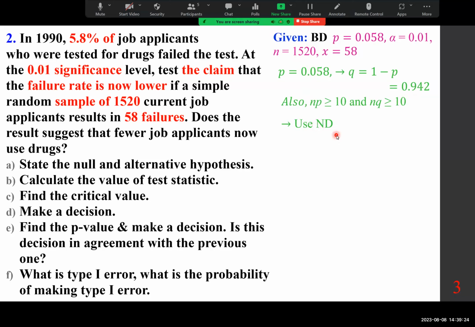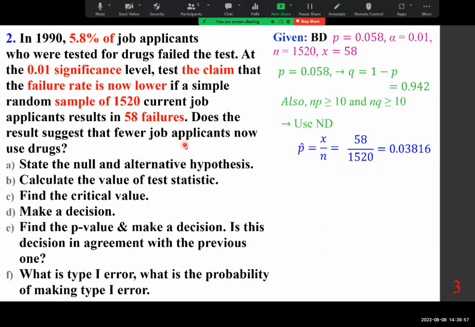And one calculation that is crucial here is calculating p hat, which is x over n, 58 over 1520. You can simplify the fraction, or if you're using decimals, you want to make sure you keep enough decimals. Now, what I want to mention is what's going on here. Even if they don't ask you here, does the result suggest that fewer job applicants now use the drug? That means do the test of hypothesis.